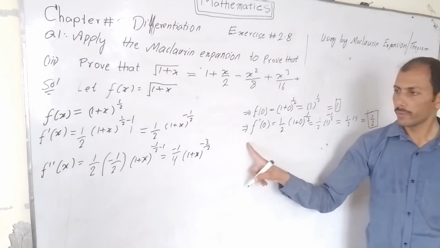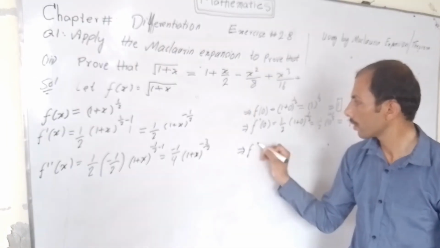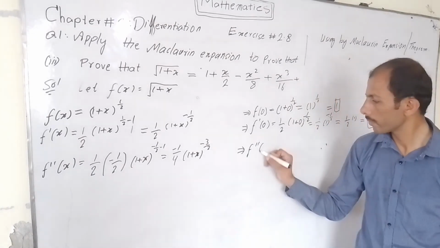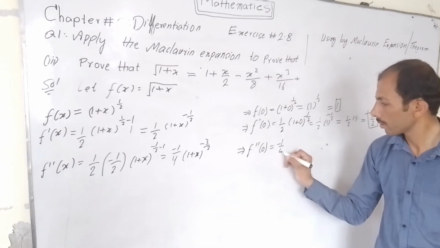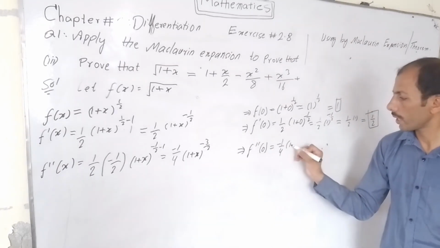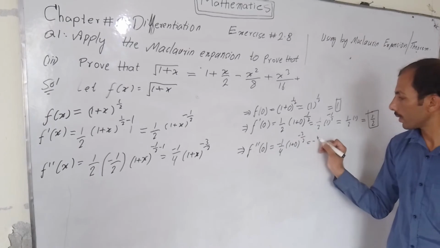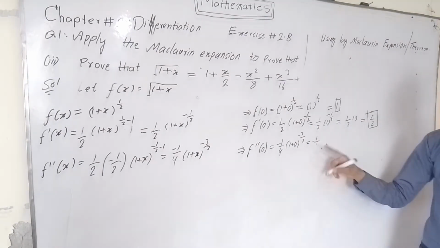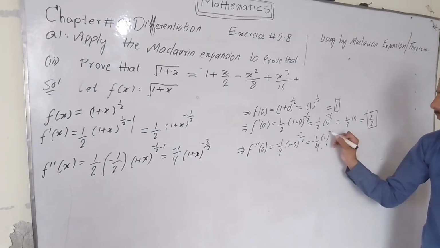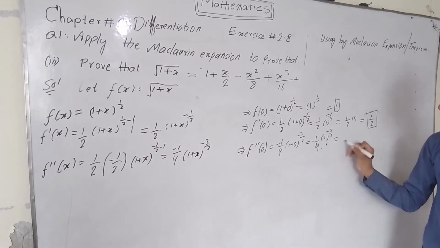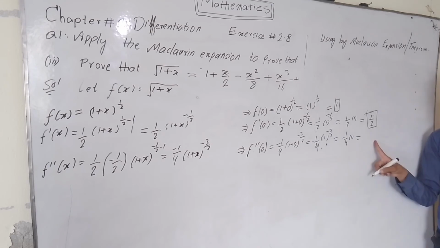This implies that at x approaches to 0, f double prime of 0 is equal to minus 1 over 4 into 1 plus 0 whole power minus 3 divided by 2, which is equal to minus 1 divided by 4 into 1 power minus 3 divided by 2, is equal to minus 1 over 4 into 1 is equal to minus 1 over 4.